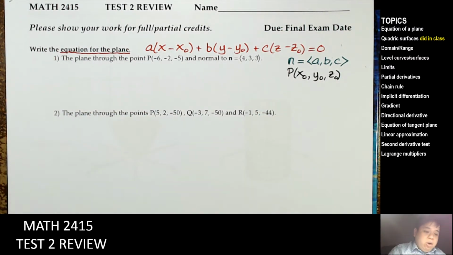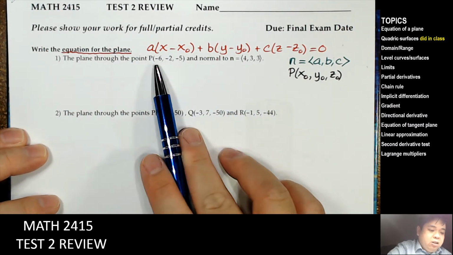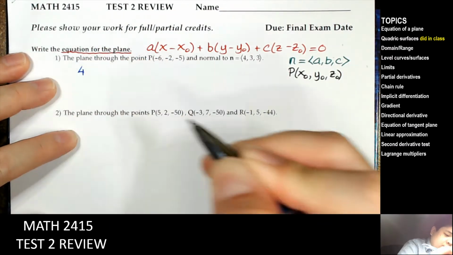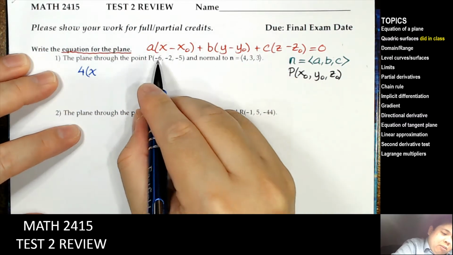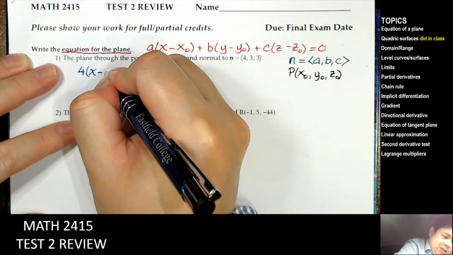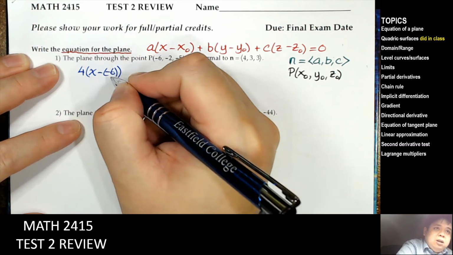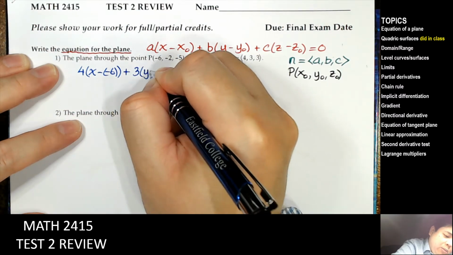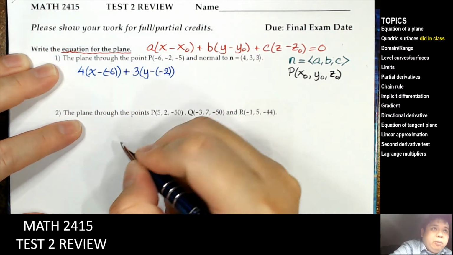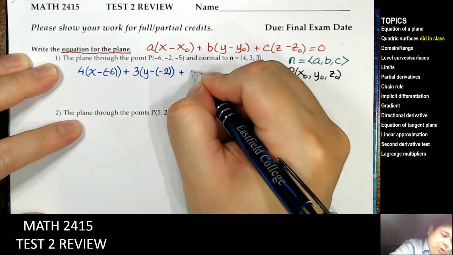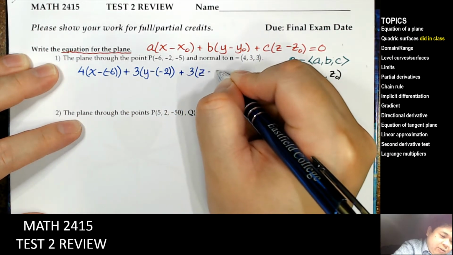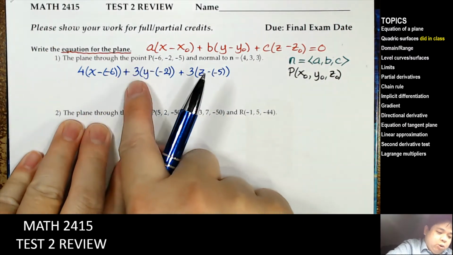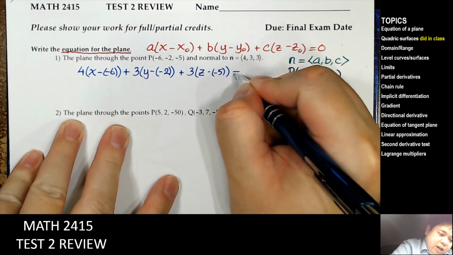Alright, so the first one is straightforward. We have the normal vector, we have a point. So we're just going to use that formula. So it is going to be 4 times (x minus negative 6) plus 3(y minus negative 2) plus 3(z minus negative 5). So we have a point and the normal vector 4, 3, and 3. That's the normal vector, equal to 0.